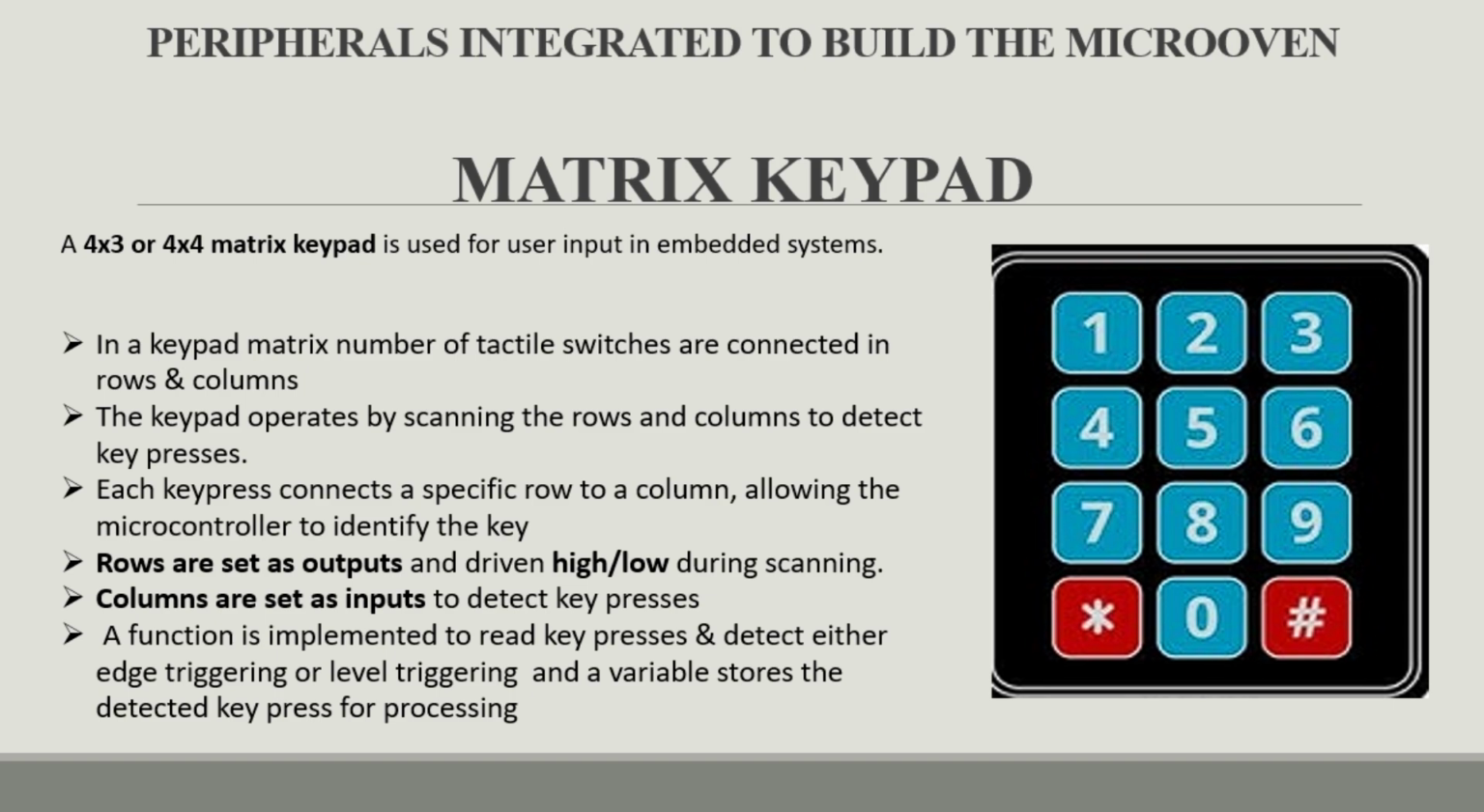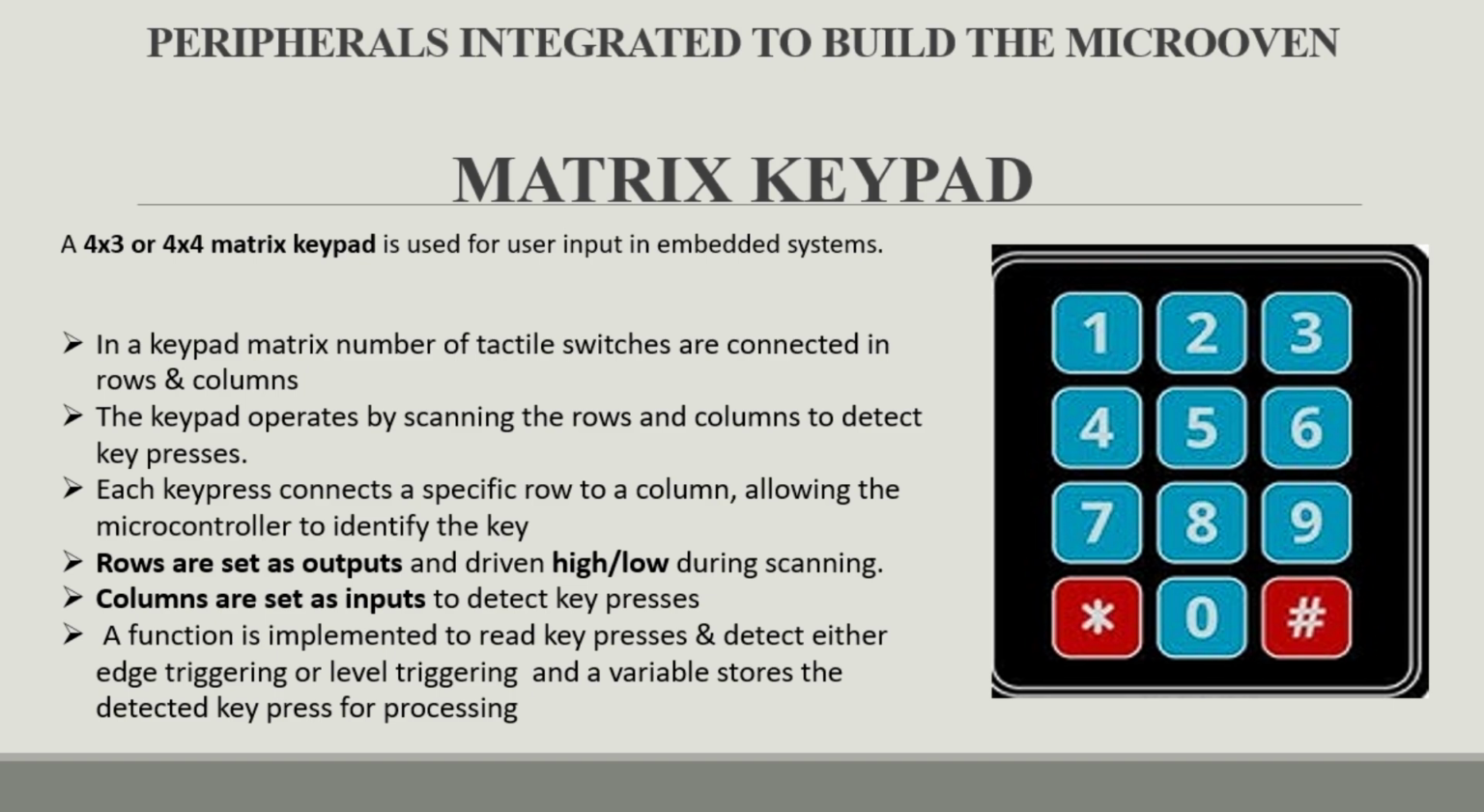The keypad operates by scanning the rows and columns to detect which key is pressed, and each key press connects a specific row to a column, allowing the microcontroller to identify the pressed key. The rows are configured as outputs and are driven high-low sequentially during scanning. The columns are set as inputs to detect the key presses. The microcontroller scans the rows one by one while checking which column is pulled low, indicating a key press.